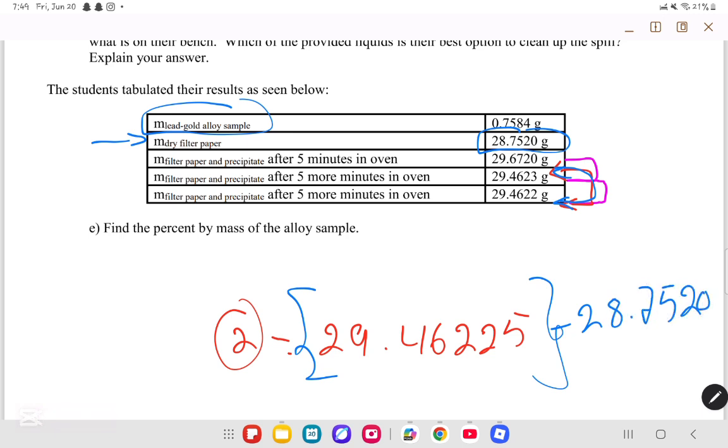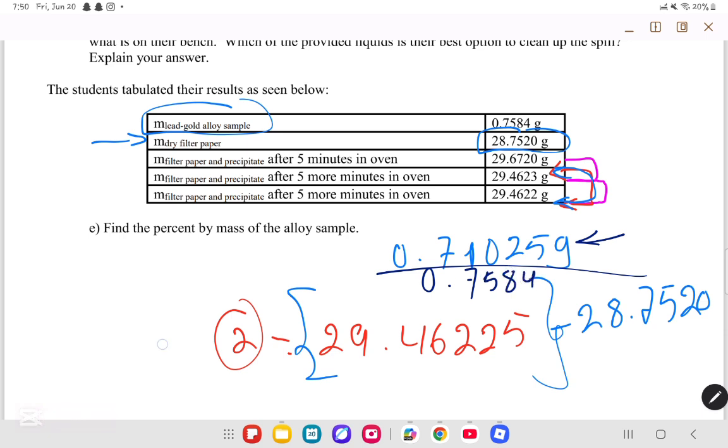Okay, we're gonna subtract this from the filter paper mass, 28.7520. So 29.46225 minus 28.7520, you will get an answer of 0.71025 grams, right? So it's gonna be this over the alloy sample, which is 0.7584. So 0.71025 over 0.7584 multiplied by 100 because we're doing percentage, and you're gonna get an approximate percentage of 93. Where did I read 36?